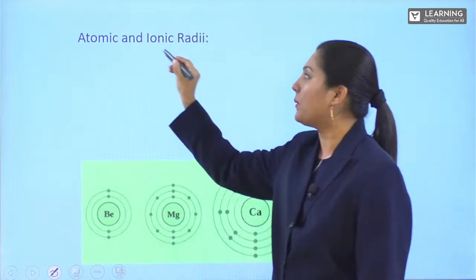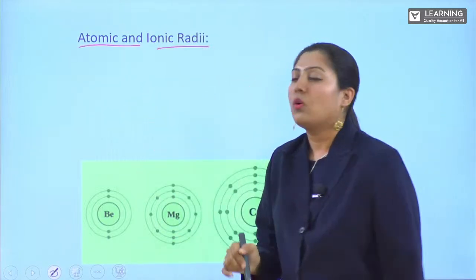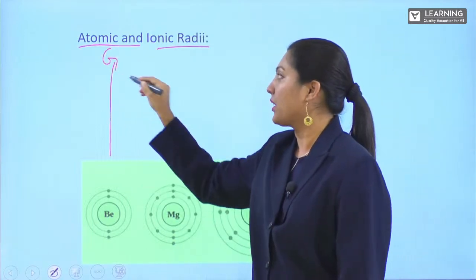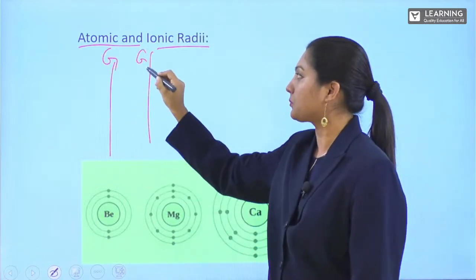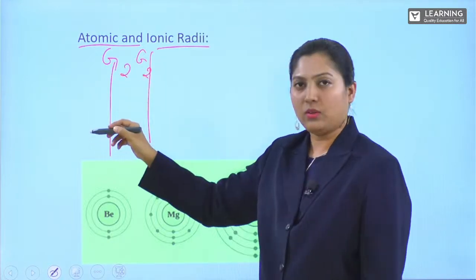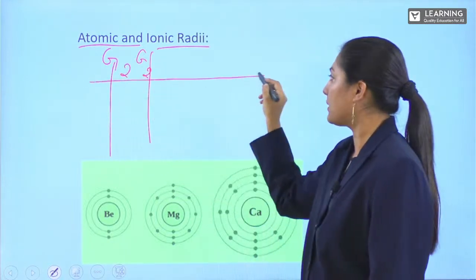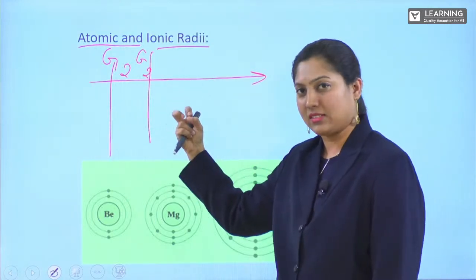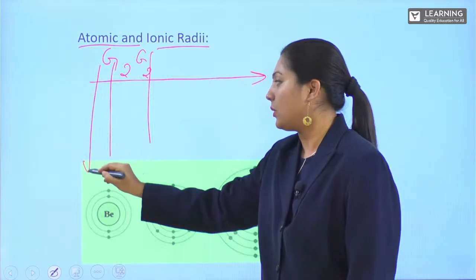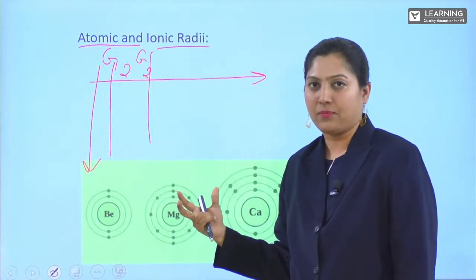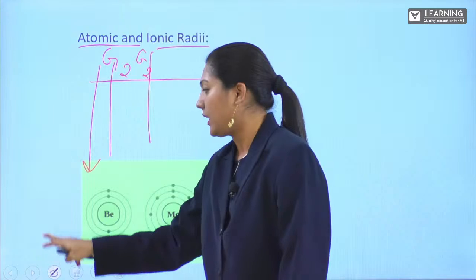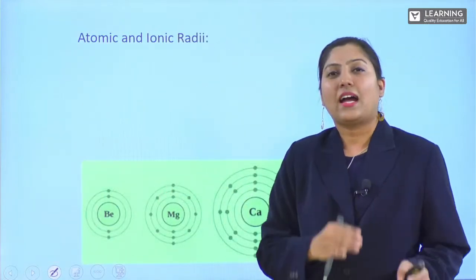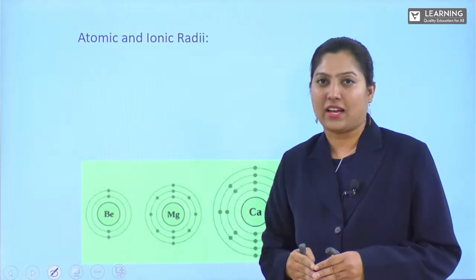Next we have atomic and ionic radii. What happens when group 1 is here and group 2 is here? As we know, in the periodic properties we have studied, across the period size decreases, and down the group size increases. We know that, right? If you know that point, that is very good. Then you can easily answer this atomic and ionic radii point.